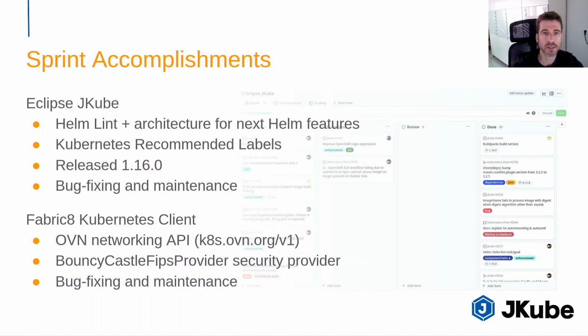For the Fabric8 Kubernetes client, we added support for the OVN networking API. It's also worth noting that we added support for Bouncy Castle FIPS security provider as an alternative for the generic Bouncy Castle provider. And as usual for both projects, we spent some time dealing with bugs and general maintenance tasks.